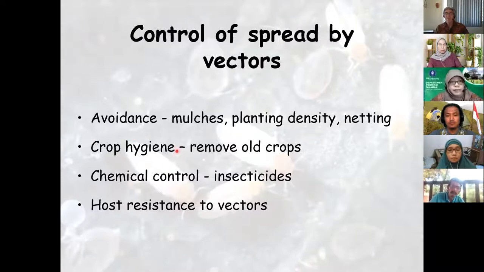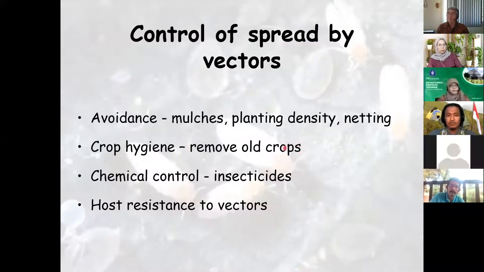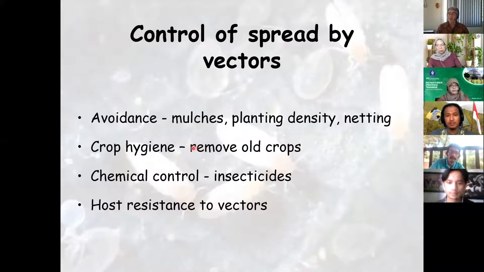Another way is crop hygiene. If you remove old crops, which are likely to be more heavily infected than young crops, you can get rid of a lot of sources of infection. If the vectors have got nowhere to acquire the virus from, they're much less likely to transmit. You can control vectors with insecticides. This, for instance, is where it's very important to know the mechanism of transmission.